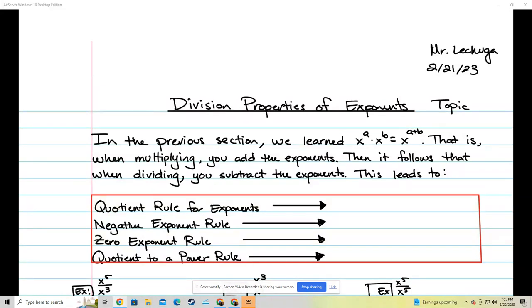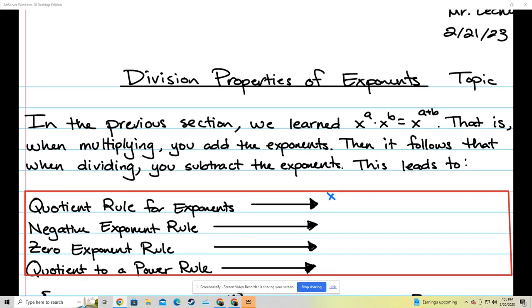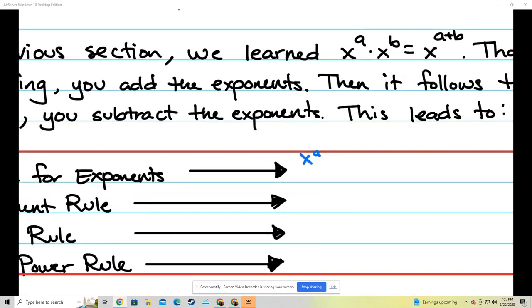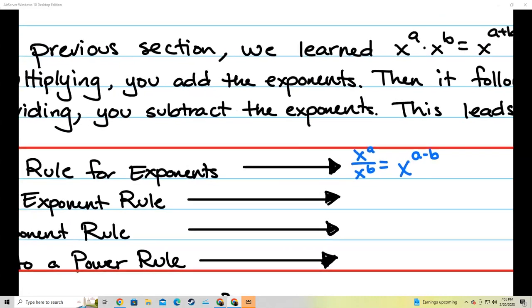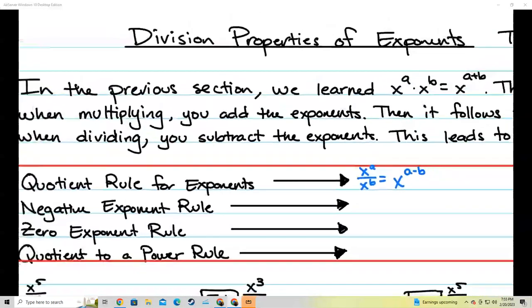Let me go ahead and go over the first one. The first one is going to be the quotient rule for exponents. The quotient rule for exponents basically states that if you have x to the a divided by x to the b, it's going to look like this. X to the a divided by x to the b. What we just said is when you're dividing, you're going to subtract the exponents. This is going to be x to the a minus b. So that's the first rule that we're going to be going over, the quotient rule for exponents.